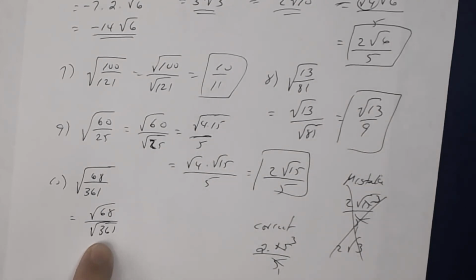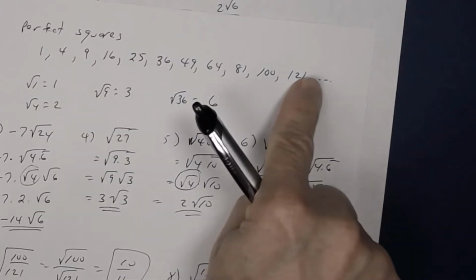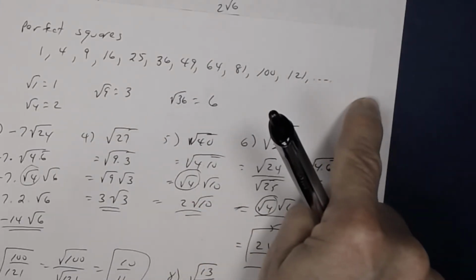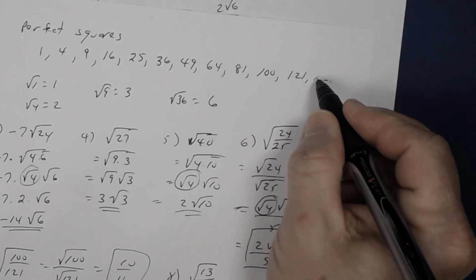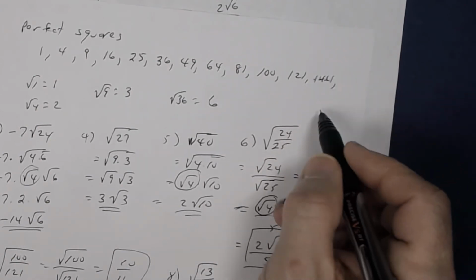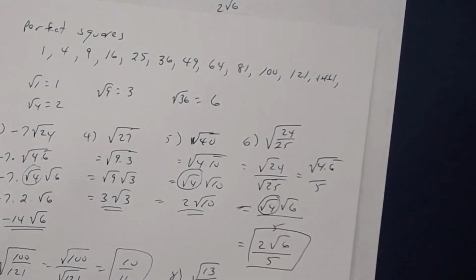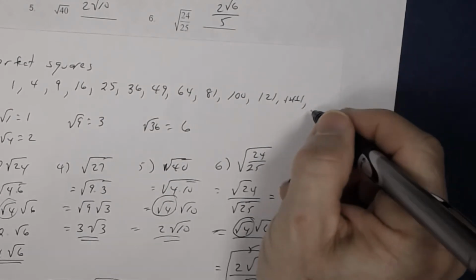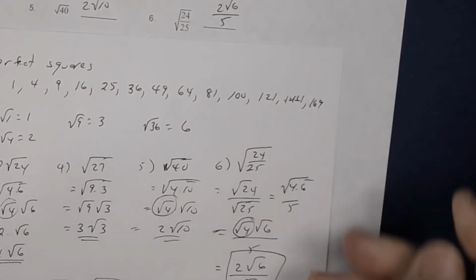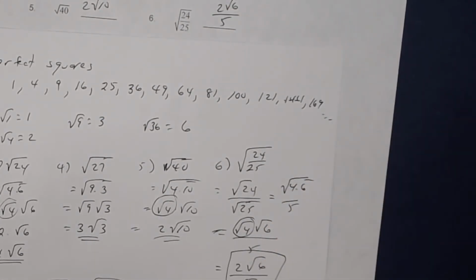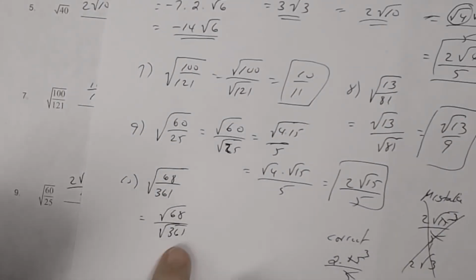What I would do first of all is ask, is 361 a perfect square? You don't see it here. Remember, there's an infinite number of perfect squares. I only stopped here. Remember, the next one is 144, because 12 times 12 is 144. And the next one will be 169, because 13 times 13 is 169, and so on. But what about 361? Is 361 a perfect square?